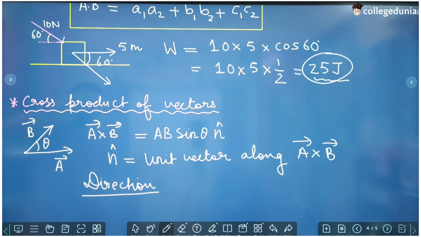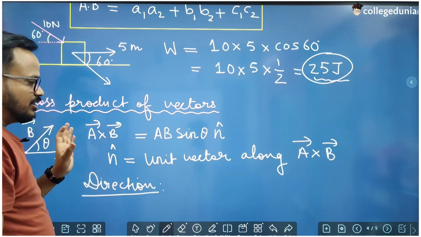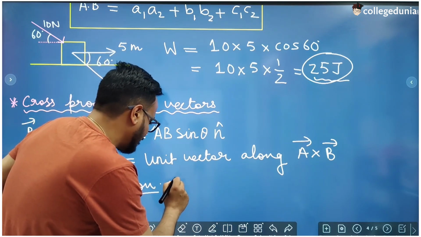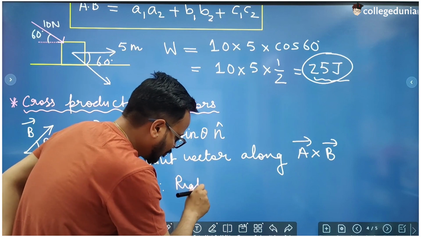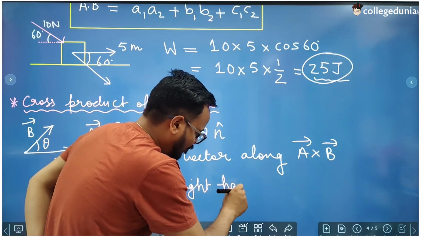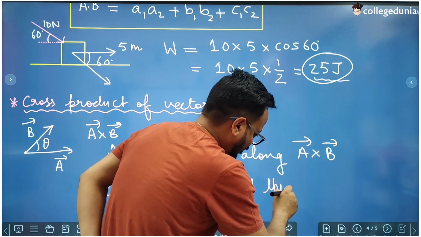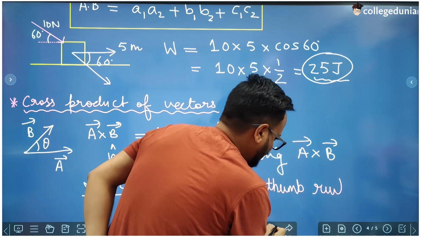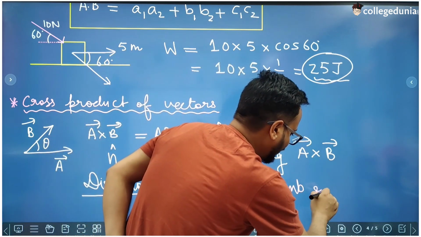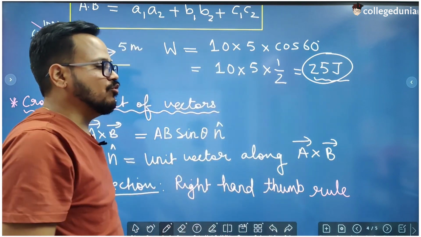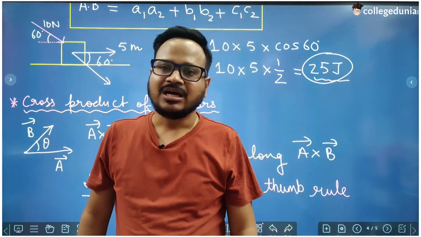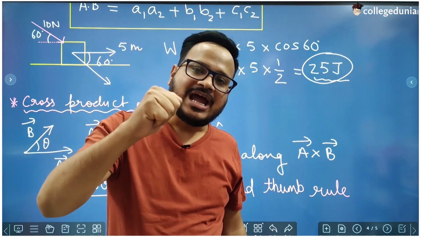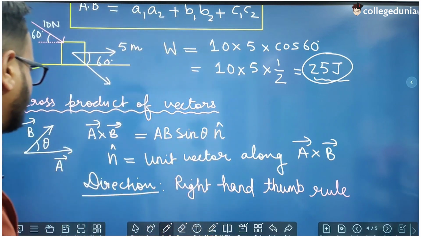So for that we must know a rule of finding the direction of A cross B, and that rule is called the right hand thumb rule, or right hand screw rule. Right hand thumb rule simply says that if you want to find the direction of A cross B, then you have to put your fingers on A and curl the fingers towards B. And in that case, the thumb is going to give you the direction of the vector A cross B.